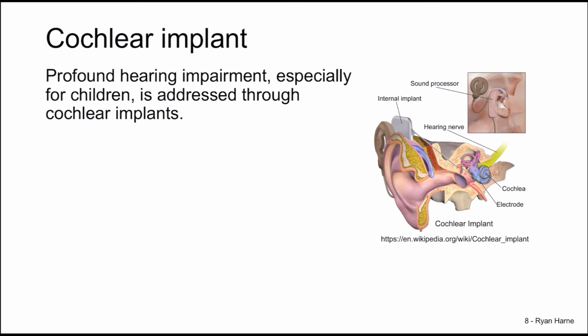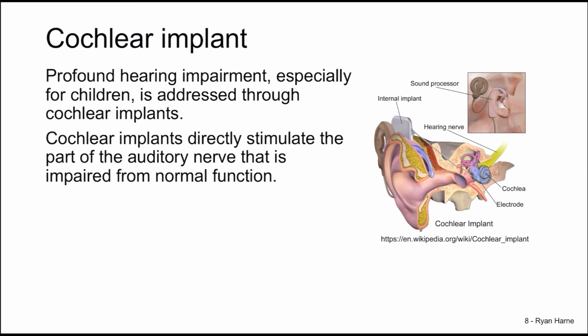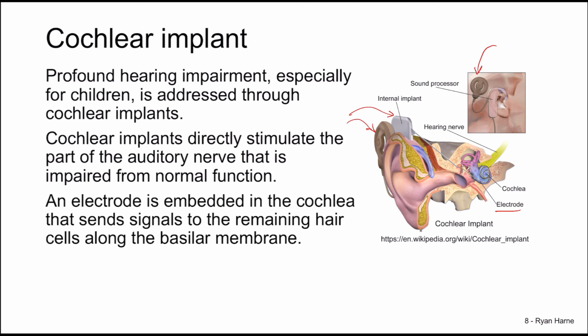A cochlear implant is then the resort for people with profound hearing impairment, and especially for children. A cochlear implant directly stimulates the part of the auditory nerve along the basilar membrane that's impaired. We see it here. An electrode is woven around the wrap of the cochlea, and it is driven at certain locations in proportion to the sound that's received at outside transducers. Part of the cochlear implant is embedded, and part is external. An electrode sends the signals along the basilar membrane to reconstruct the hair cell stimulation.